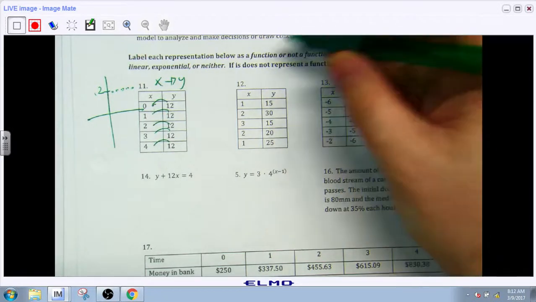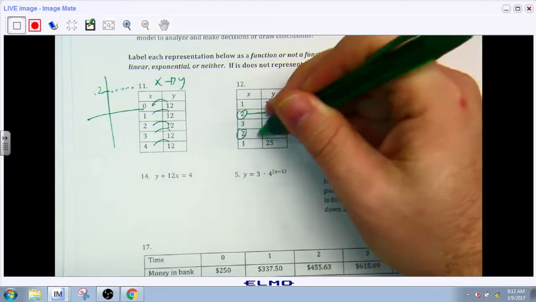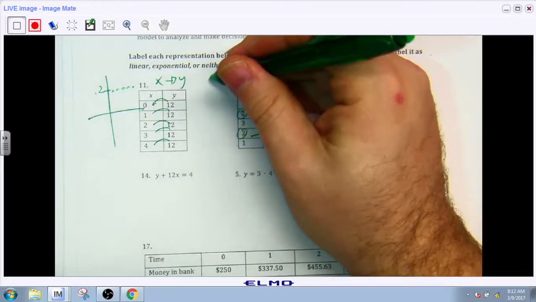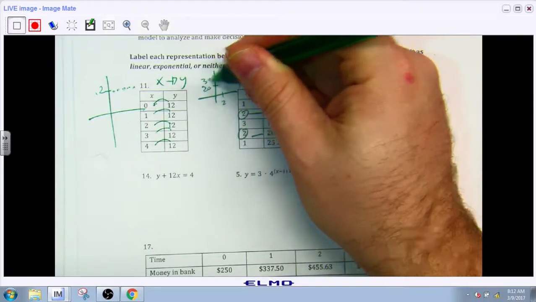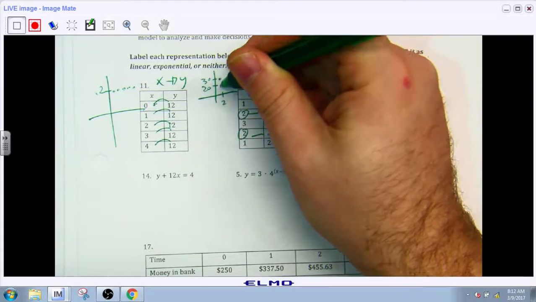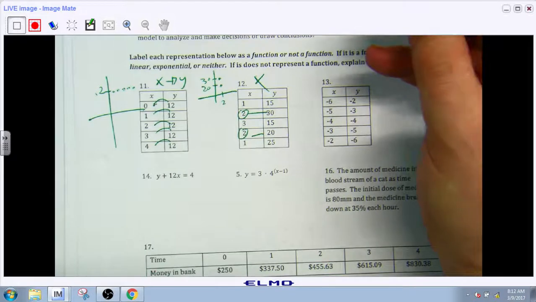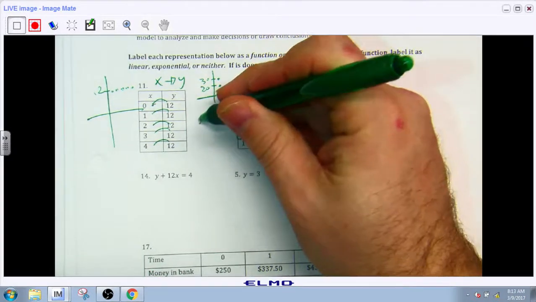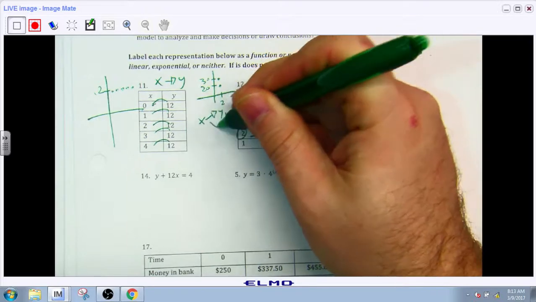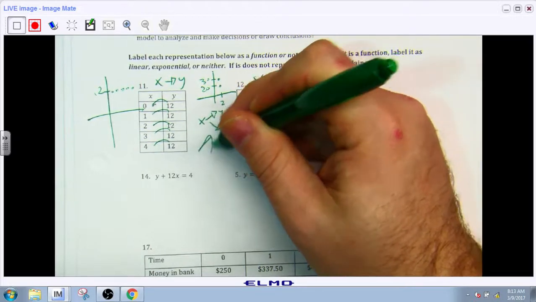But when we look at number 12 here, look at what happens. We have 2 that goes to both 30 and 20. So if I were to graph that, here's 2, and here's 20, here's 30, it would be right on top of each other. So that would fail the vertical line test. So that would not be it. Okay, so if it fails that vertical line test, it's not a function. So if an x goes to 2 different y's, it's not a function.